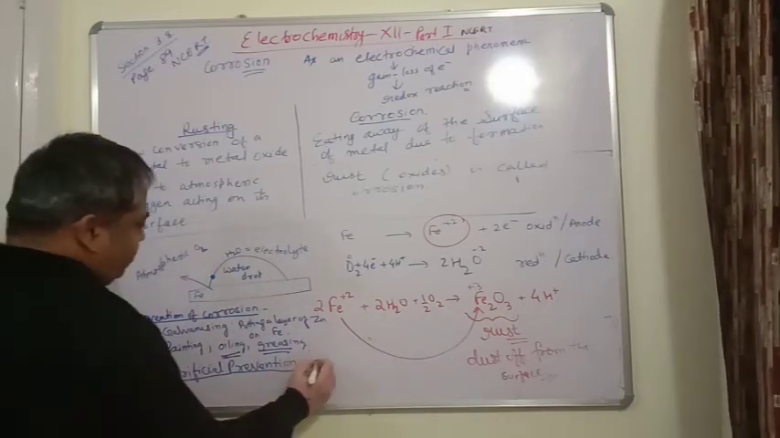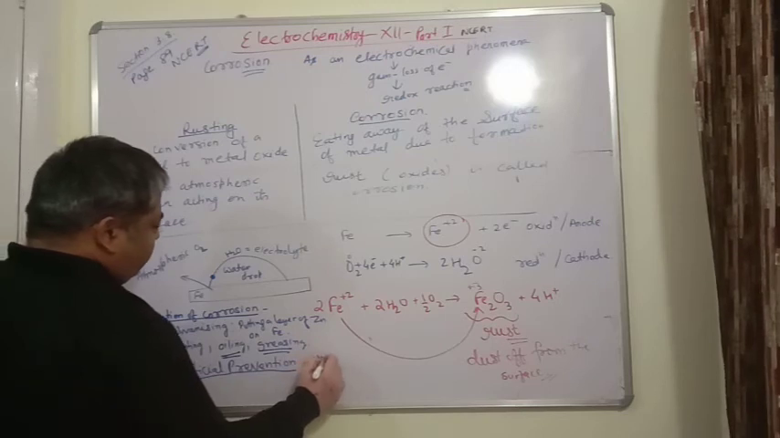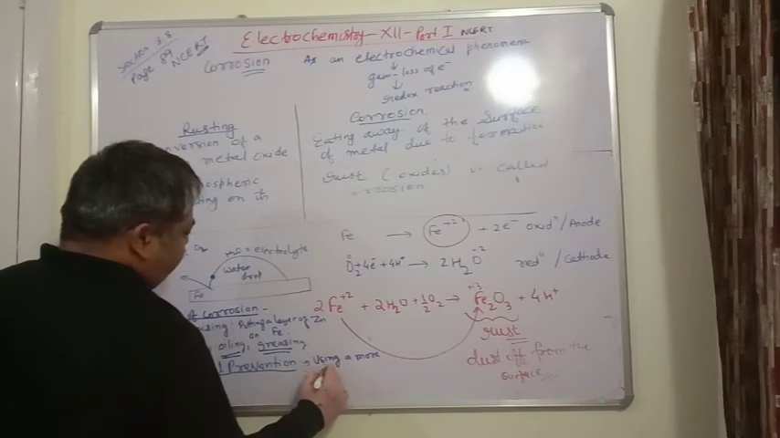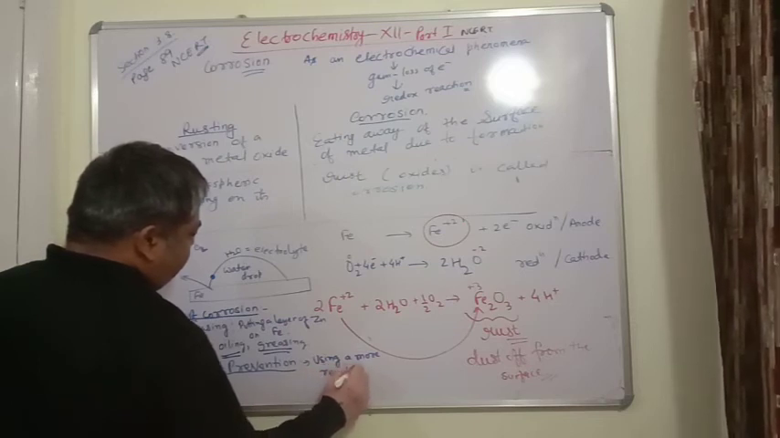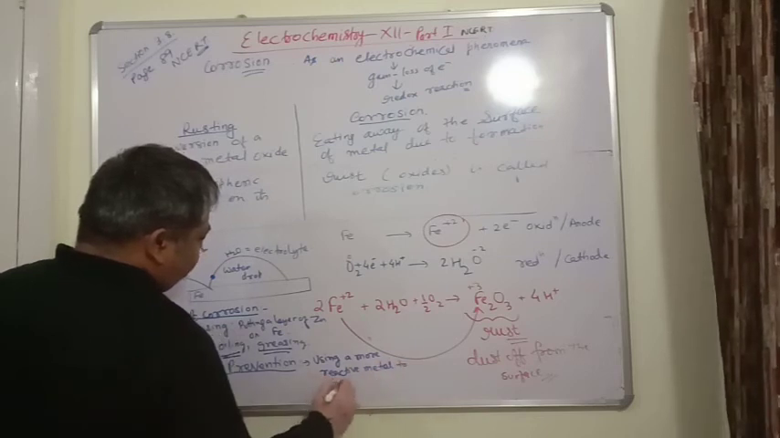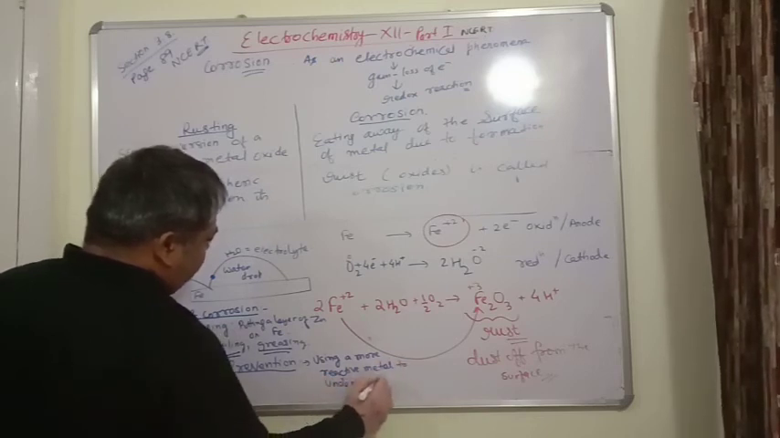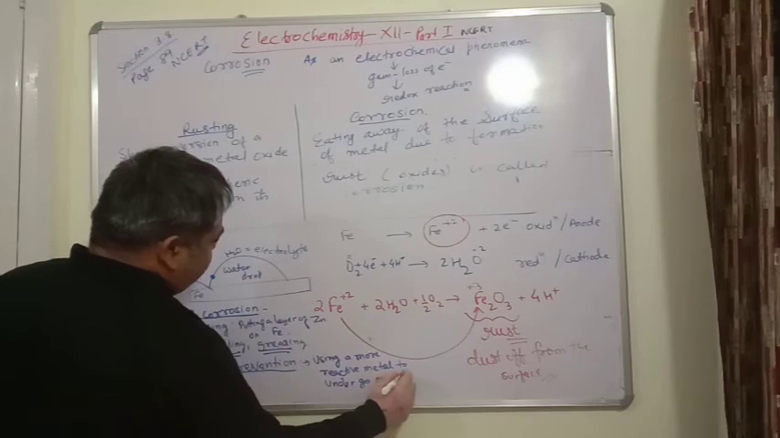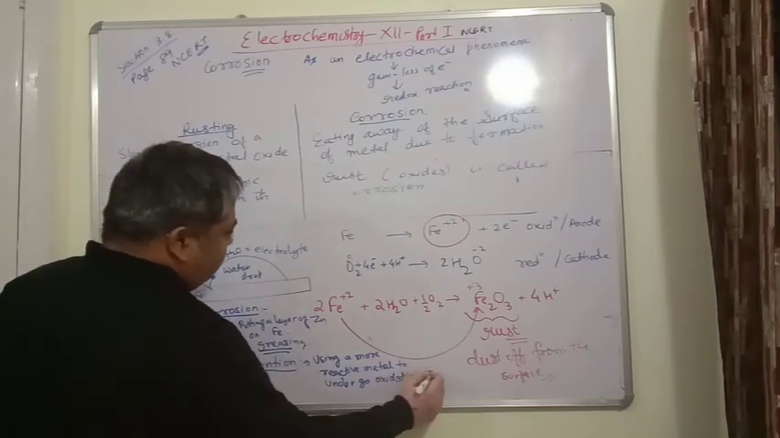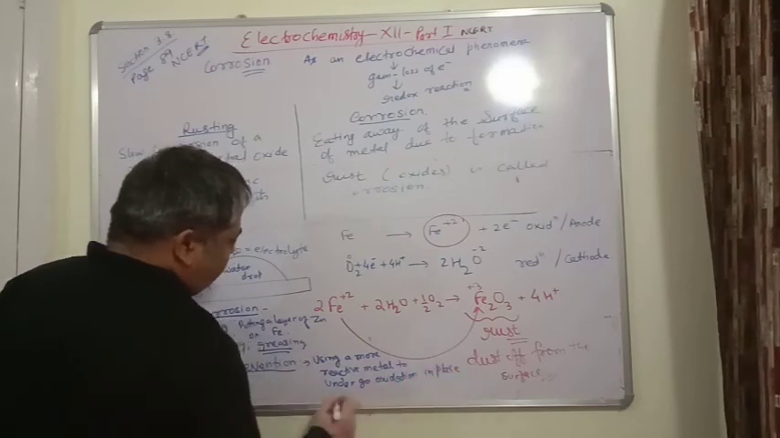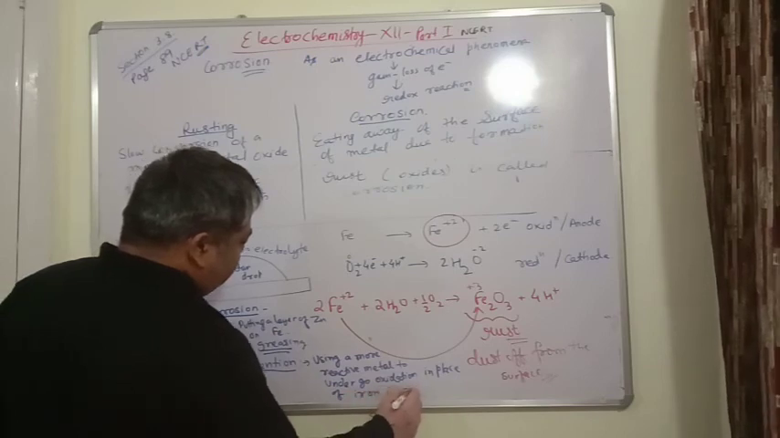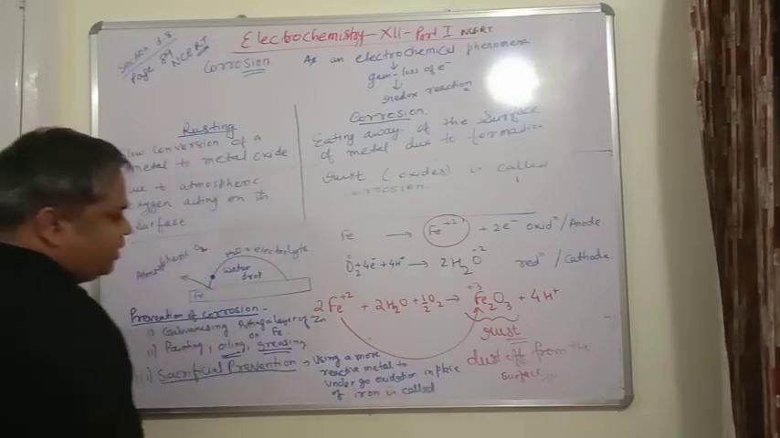So using a more reactive metal to undergo oxidation in place of iron is called sacrificial prevention.